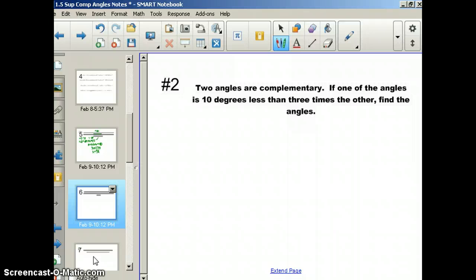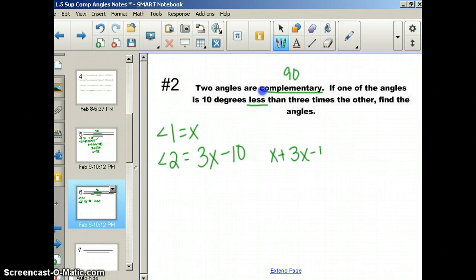The next example, the two angles are complementary. It says one of the angles is 10 degrees less than 3 times the other. So once again, angle 1 is just x, and angle 2 is 10 less, so we're subtracting 10 off the end, then 3 times the other. Those two angles should add up to 90 degrees because they're complementary. So x plus 3x minus 10 equals 90.